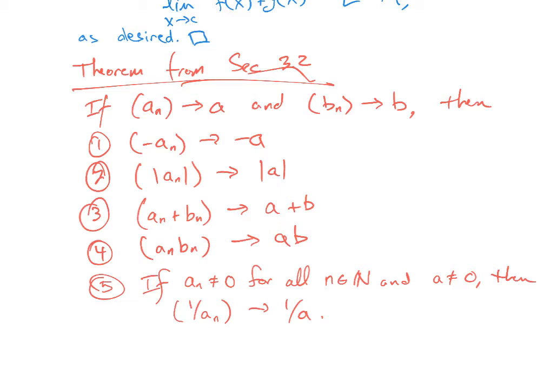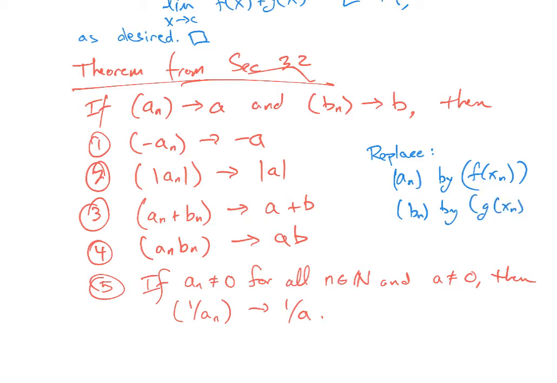So we're going to plug in. What are we going to do? We're going to replace, essentially, an by f of xn and bn by g of xn. Okay, we did that already in the third one when we're adding two sequences. That's what we just did.